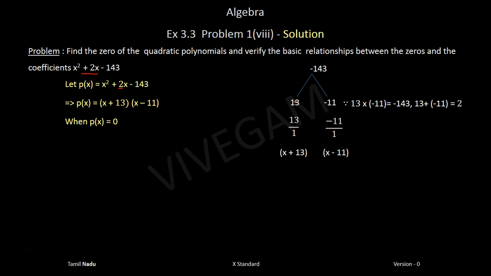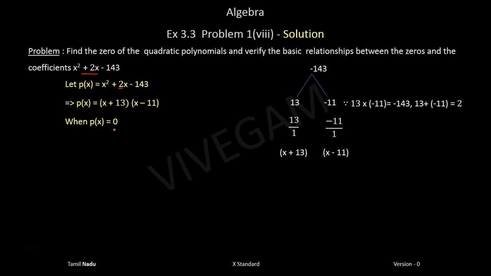Next we have to divide these by the coefficient of x square, that is 1. So 1 is the coefficient of x, so it is 1x or x, and this is the constant term plus 13. And this is 1x and the constant term is minus 11. Please understand, the numerator is the constant term of the factor and the denominator is the coefficient of x in the factor. So this is 1x plus 13, which is x plus 13. Similarly, this is 1x minus 11, that is x minus 11. So p of x can be written as x plus 13 into x minus 11.